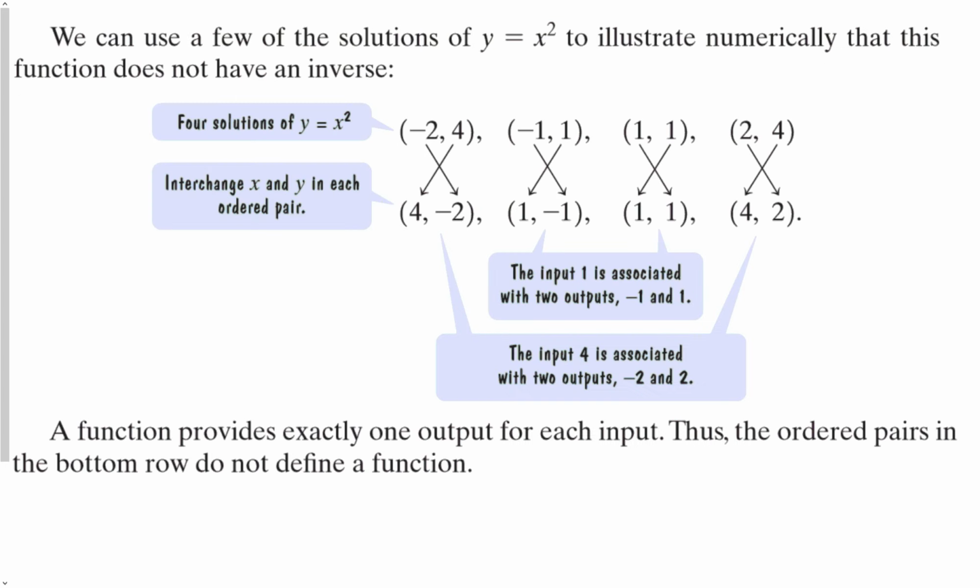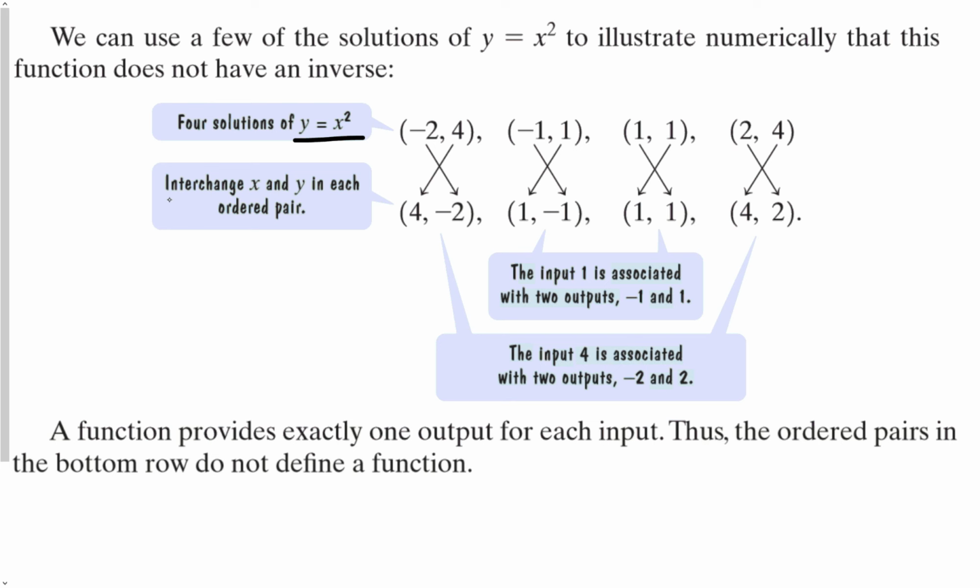And we can also see this with data. So if we look at the solutions of y is equal to x squared, if I square negative 2, I get 4. If I square negative 1, I get positive 1. If I square 1, I get 1. If I square 2, I get 4. This first row is the solutions. This is a function. All the x's are different.